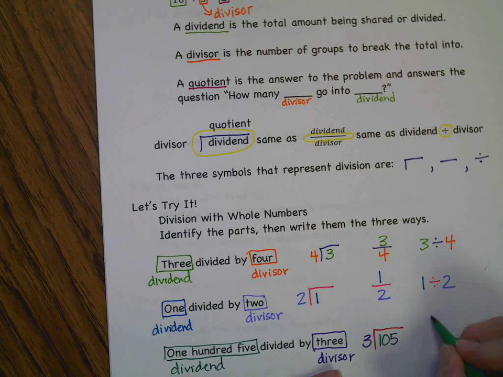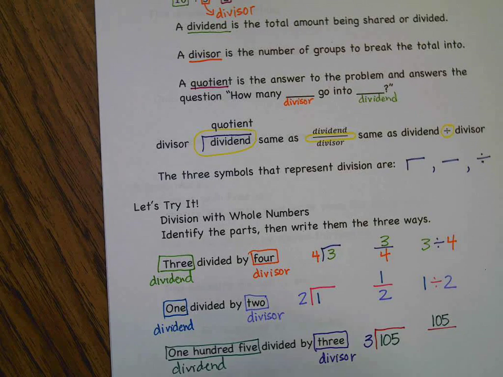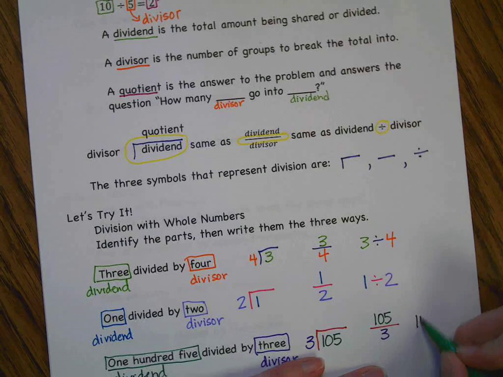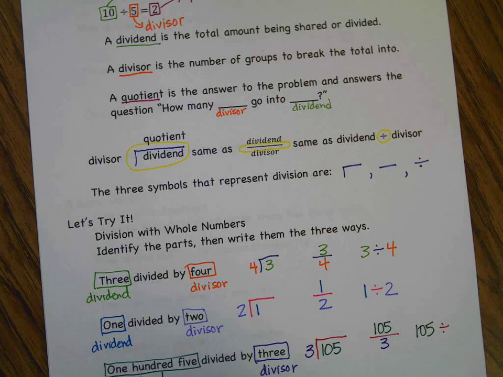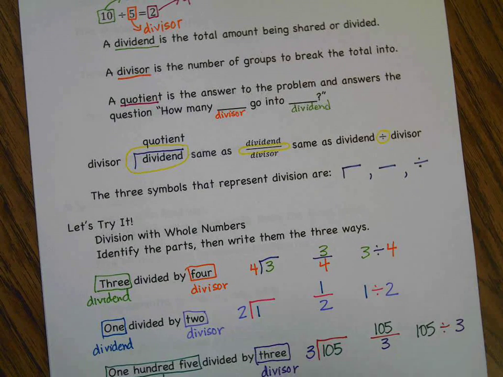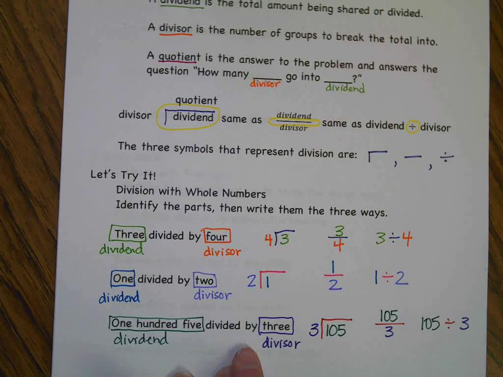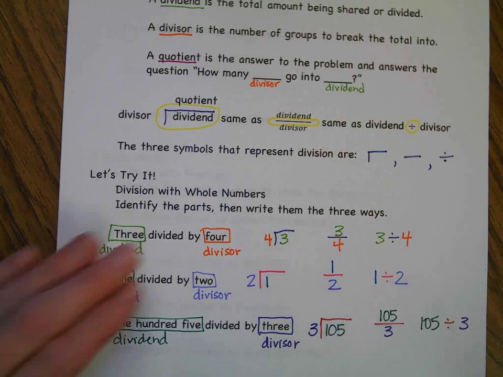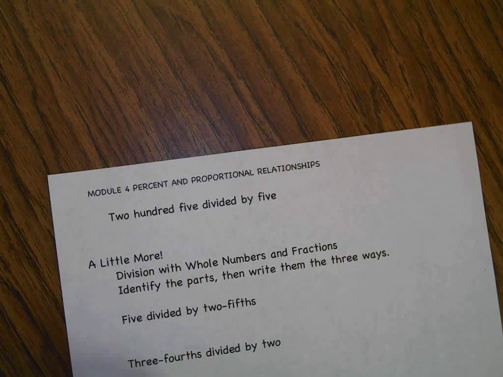So now I have 105 divided by 3, and last time 105 divided by 3. Okay, all right, so I have all of those written out. So you should be noticing a pattern: the dividend divided by the divisor, and then the same thing written 3 different ways with the vinculum, the fraction bar, and the actual division symbol. Okay, all right, so then the next thing, oh, we have one more to go, sorry.